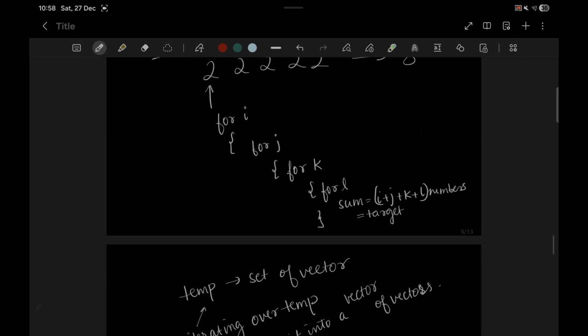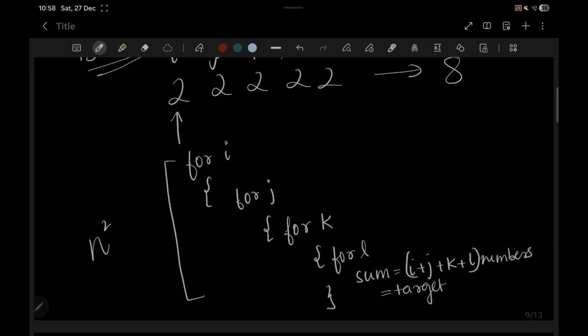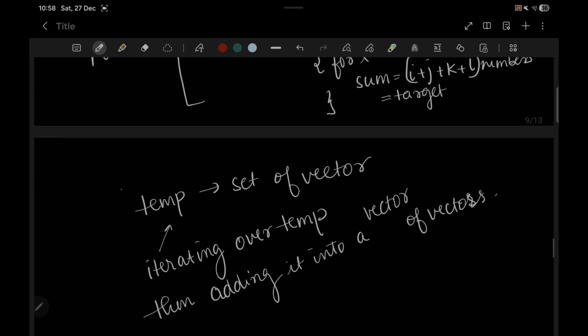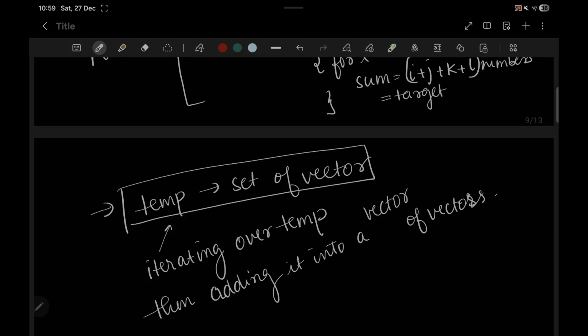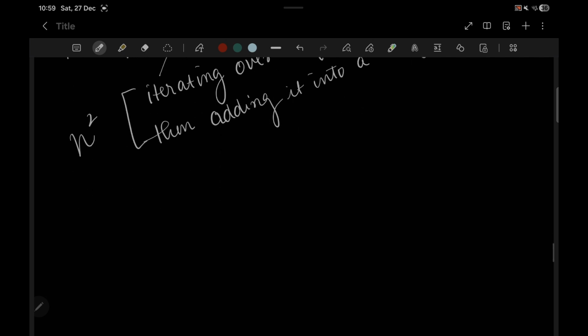So if you see, I'm nesting 4 loops, so this is n to the power 4, and I'm using a temporary set of vectors which is going to cost me nearly n square space, and this output is also going to be n square. So n to the power 4 is my time complexity and space complexity is n square.